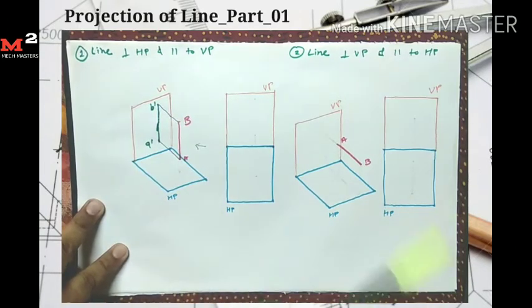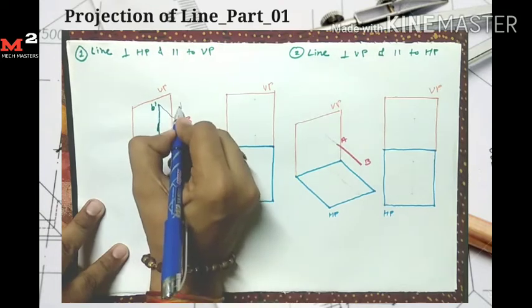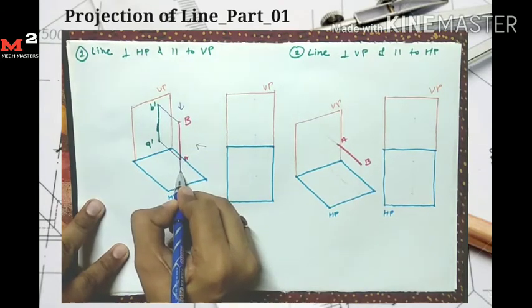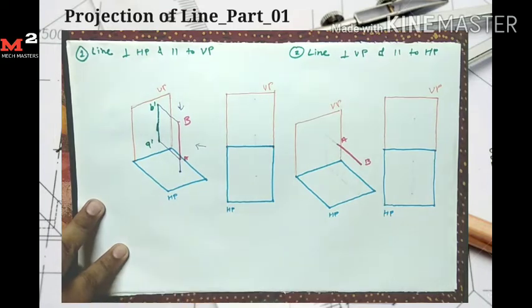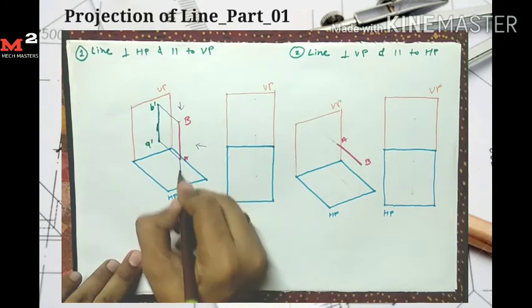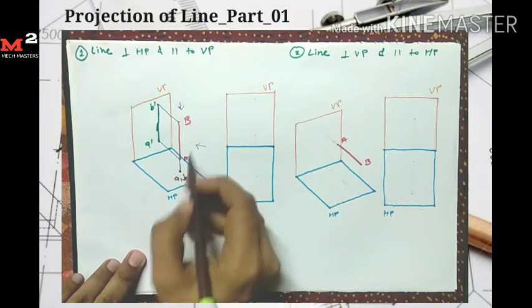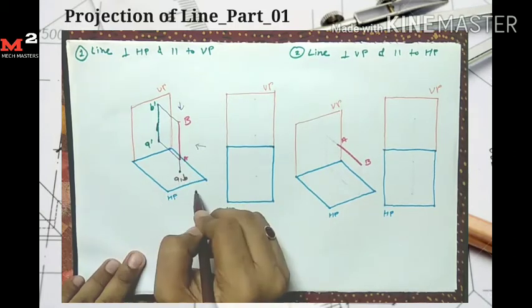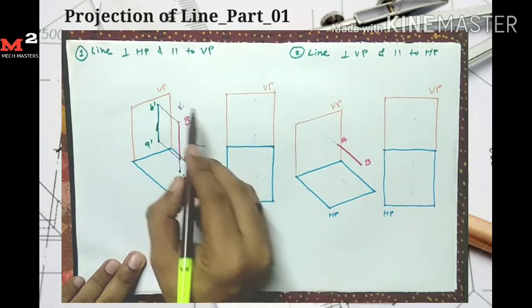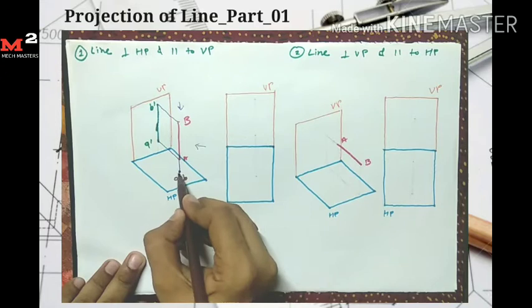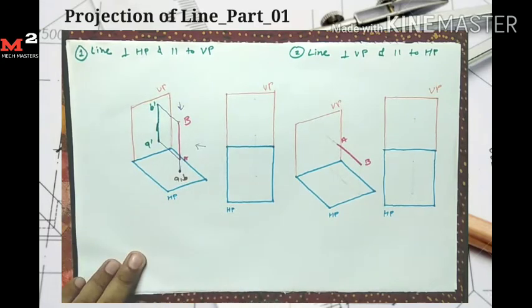And if I see from the top, then I get its projection on the horizontal plane here. So I get its top view and give the name AB. Here the AB line is vertical. The AB line is perpendicular to HP, so if we see from the top, it looks like a point. A and B look like the same point. So here we get only one point, A and B at the same point.